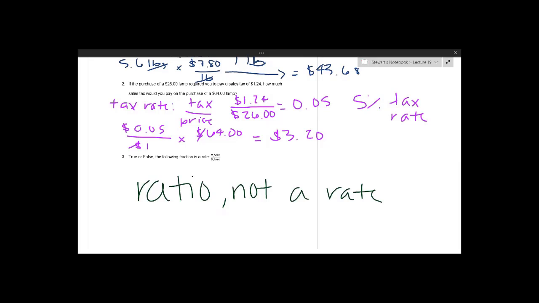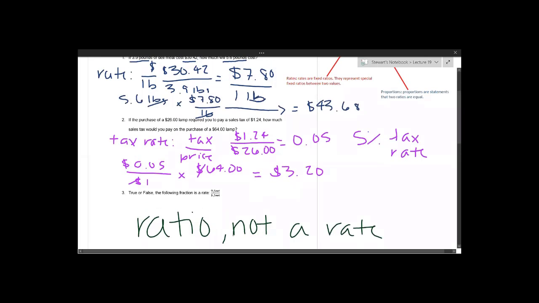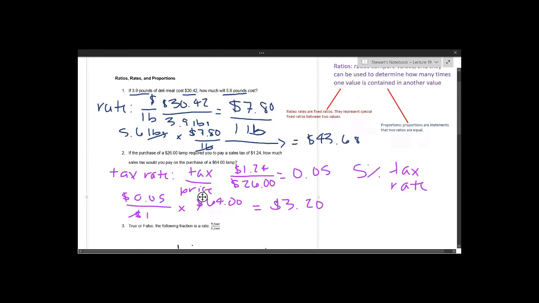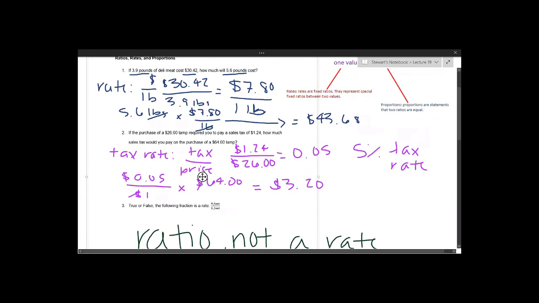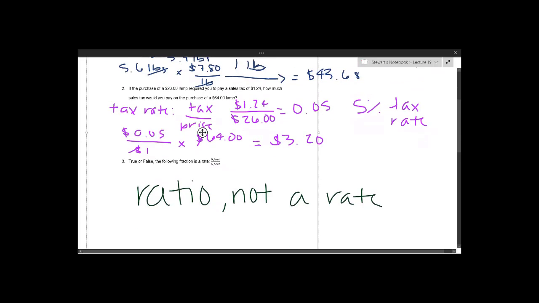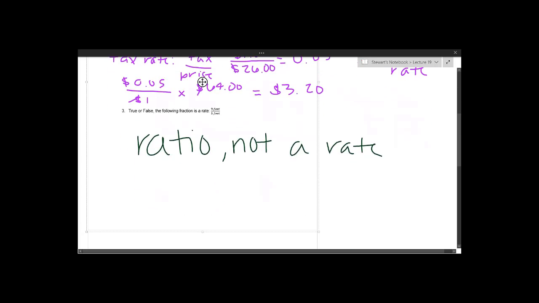And usually rates involve comparing a special fixed relationship between two different values, like dollars per pound, or the tax per dollar, tax per price. And you're using that to calculate something else. Here, by just talking about comparing two values, it's a ratio.